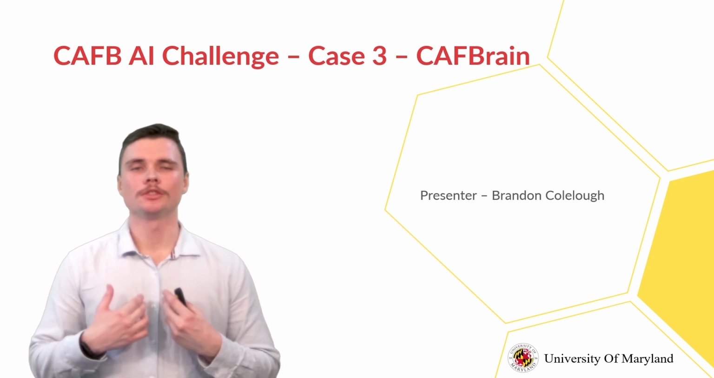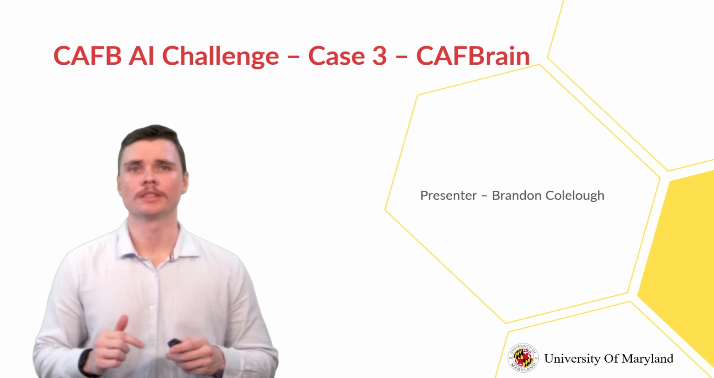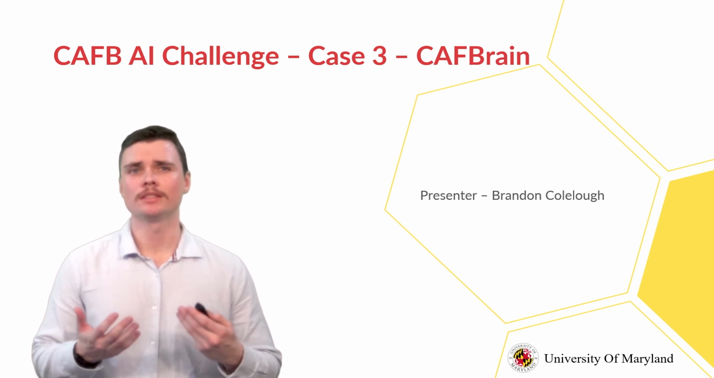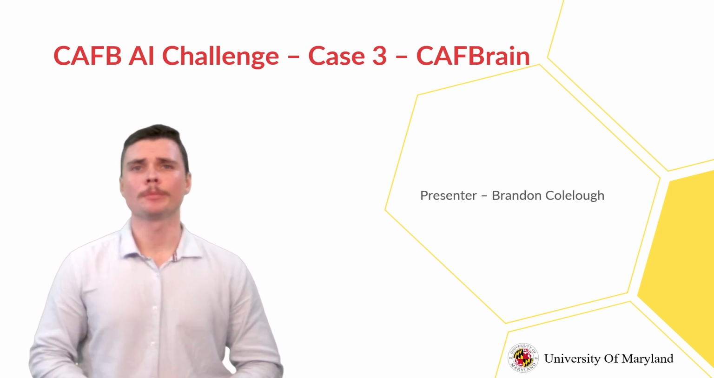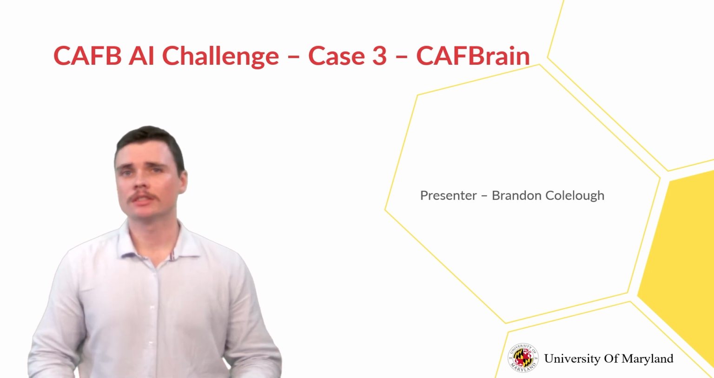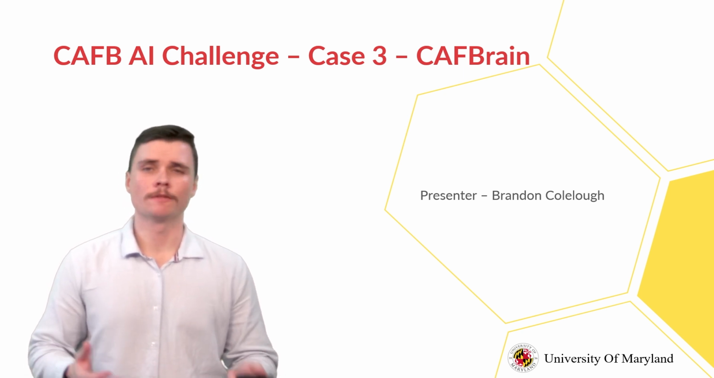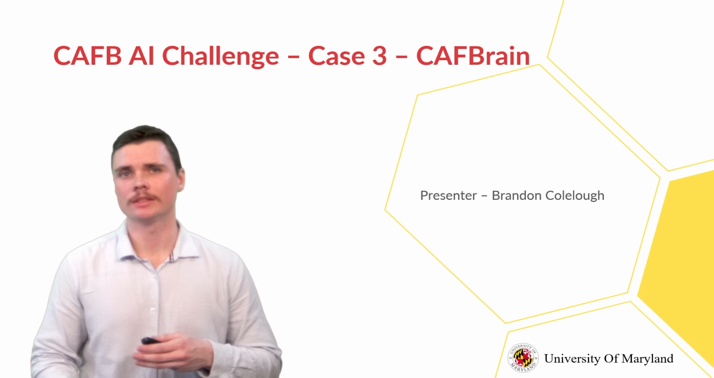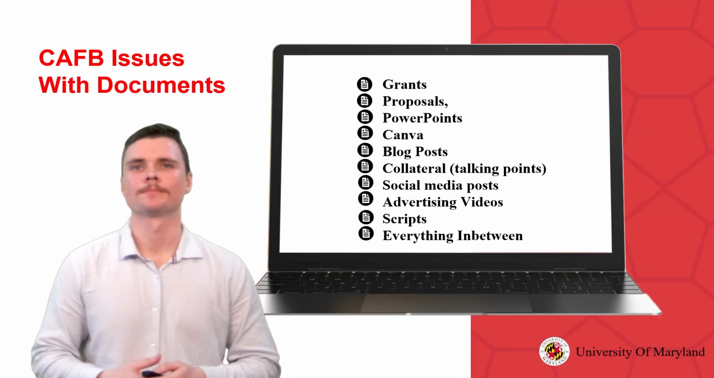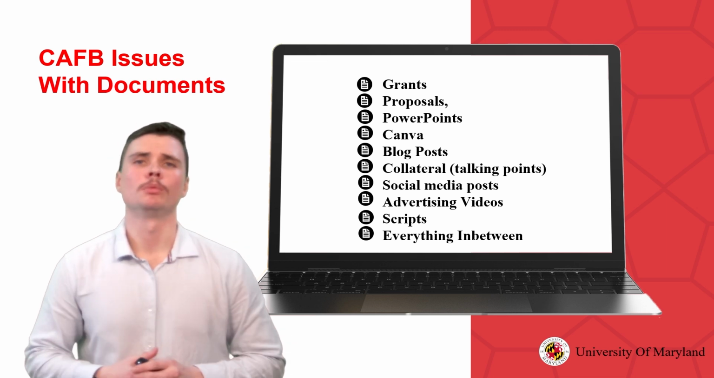I am a PhD student from the Department of Computer Science here at the University of Maryland, and I will be the technical lead assisting you with the Capital Area Food Bank AI Challenge Case 3, named CAFBrain. This challenge focuses on using generative artificial intelligence for document writing for the Capital Area Food Bank fundraising and communications teams. The Capital Area Food Bank has an issue that it would like your help with solving.